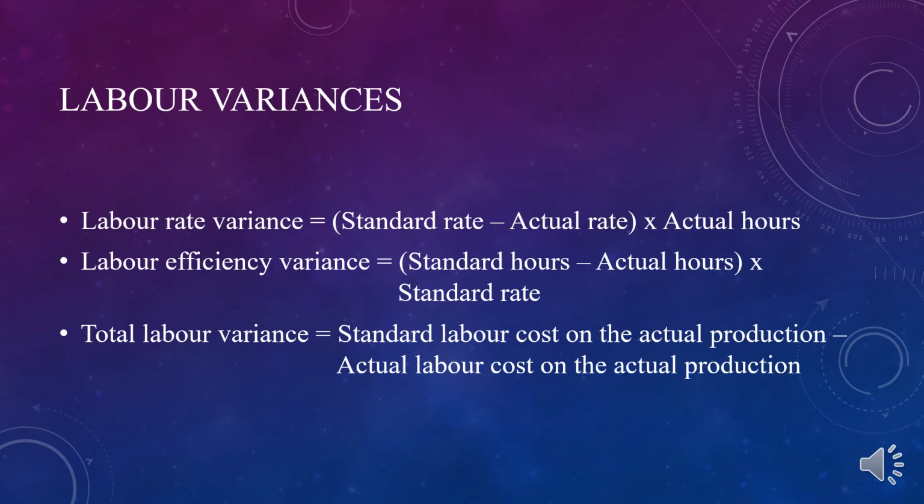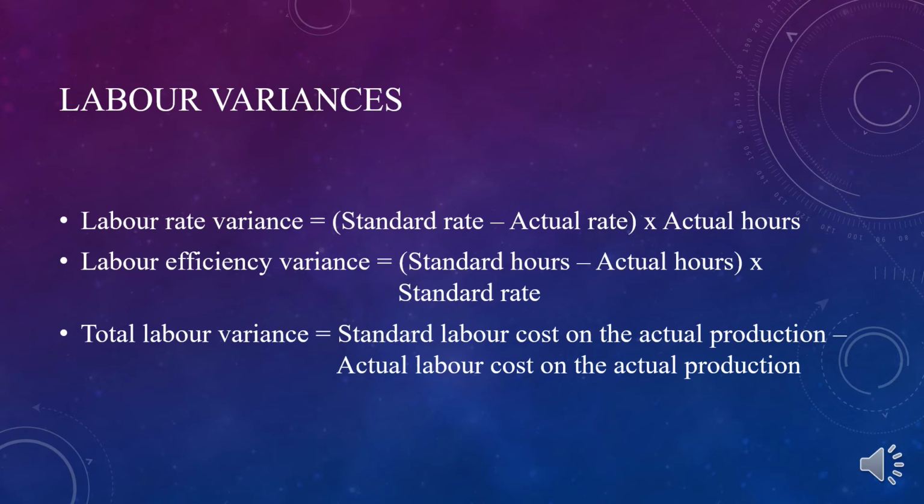The rate at which labor is actually paid can vary from that budgeted for. A standard number of labor hours per item is also planned and budgeted for, but this too can vary. Think of the labor rate variance as the price of labor and labor efficiency as the quantity of labor.